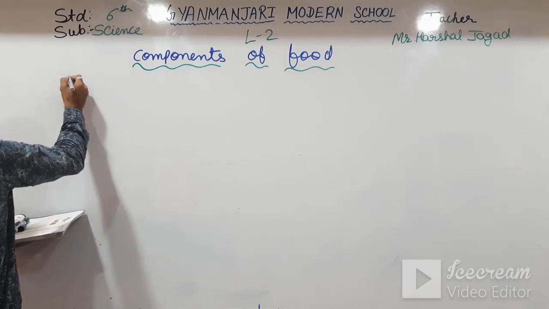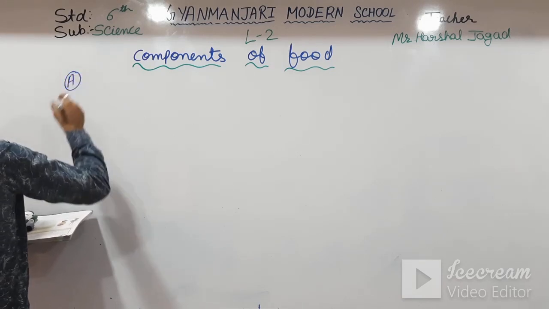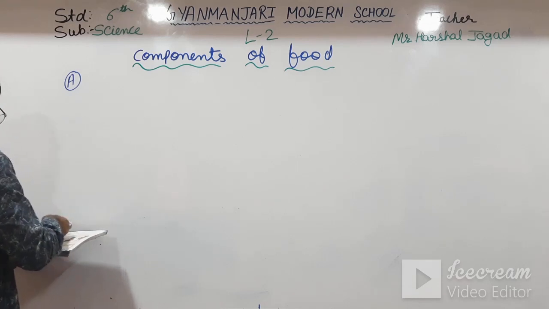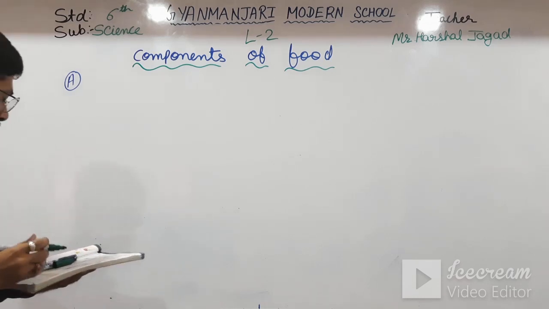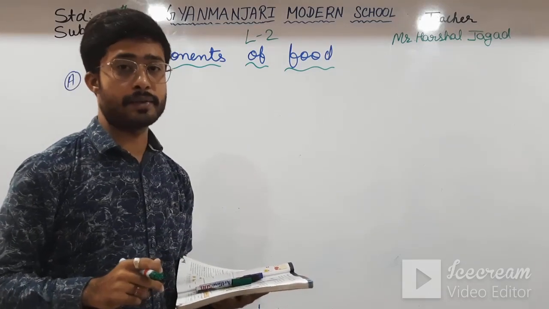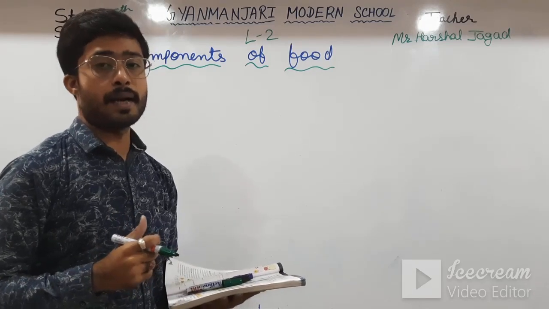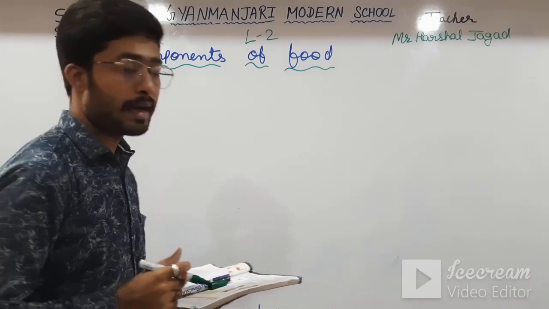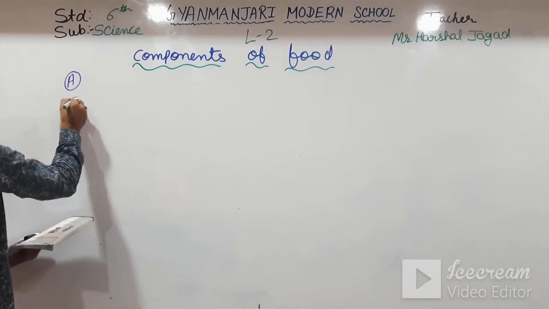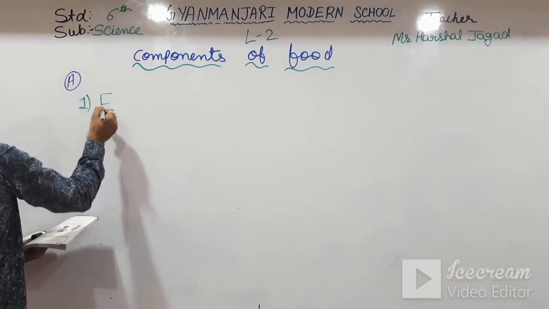See, A is true or false. First, the food prepared by the plants is in the form of proteins. Food prepared by the plants is in the form of sugar and starch, not in the form of protein. So the answer to number 1 is false.